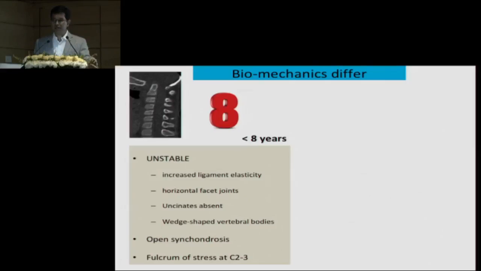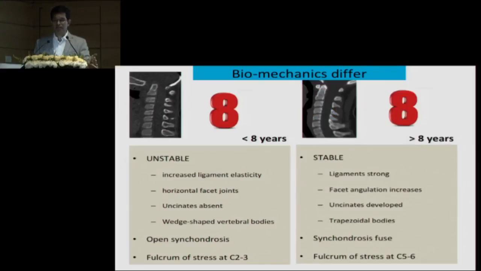The biomechanics significantly differs between a child less than 8 years and more than 8 years. Inherently the child less than 8 years has an unstable cervical spine because of increased ligamentous laxity and horizontal facet joints. There are a few open synchondroses, and the fulcrum of stress happens at the upper cervical spine. More than 8 years, it is more like an adult spine, where the ligaments generally become strong, the synchondroses fuse, and the fulcrum of stress happens at the lower spine.